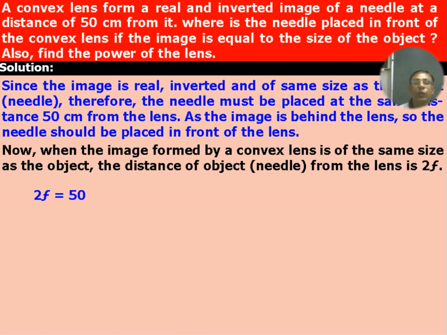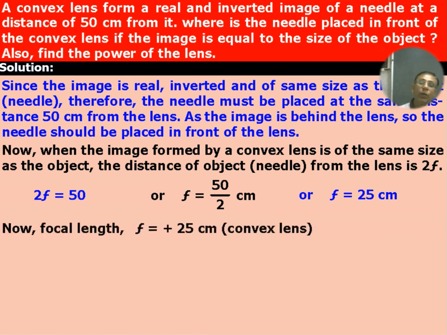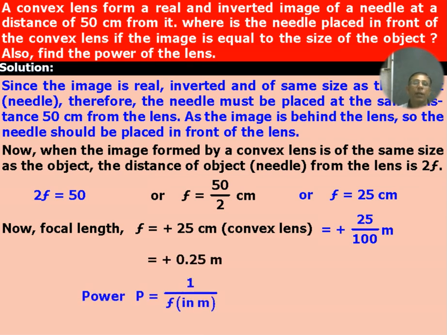So 2f is equal to 50 cm, then f is equal to 50 by 2, it means f is equal to 25 cm. Now the focal length will be plus 25 cm as it is a convex lens. So it can be written in meter, that is plus 25 upon 100. So it will become 0.25 meter. Now the power of the lens will be 1 upon f. So 1 upon plus 0.25. That means power is 4 diopter.